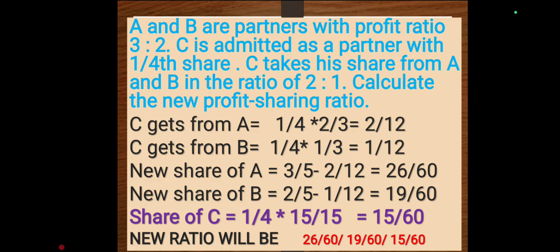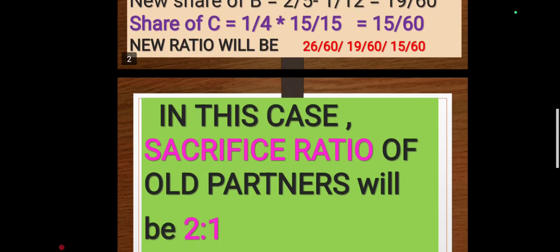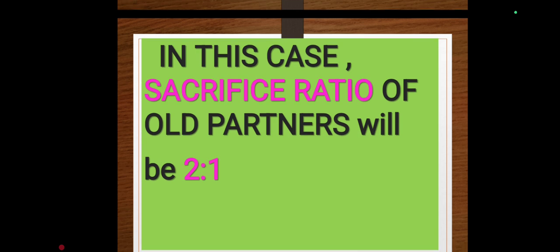It's very easy to understand, it's very easy to calculate, and remember in this case the sacrifice ratio of the old partners will be 2:1, which is given in the question. So this is all about this case.